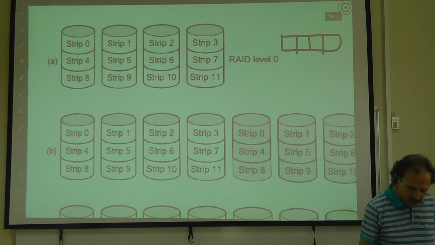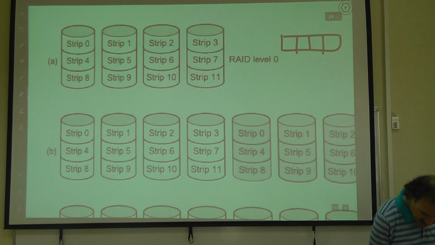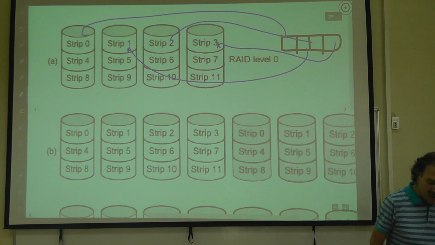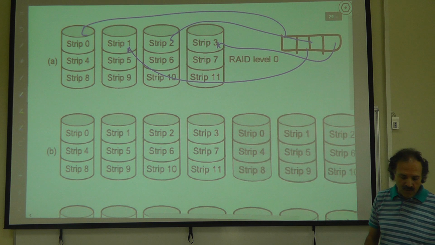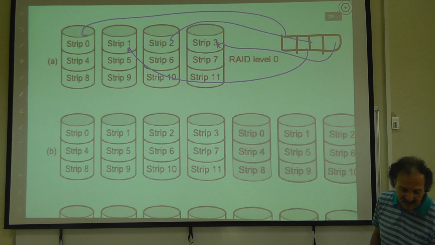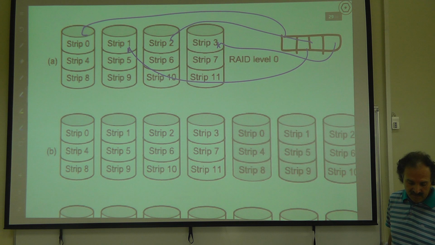I divide it into 4. I write the first 2 bits here, then the second here, the third here, and the last one here. If I read all of those bits at the same time from 4 different disks, then I get a speed of 4, so 4 times faster. That's the idea of the RAID.